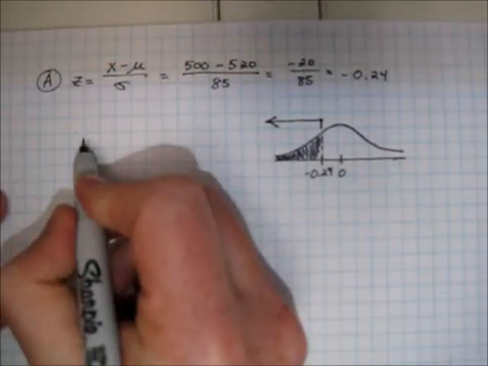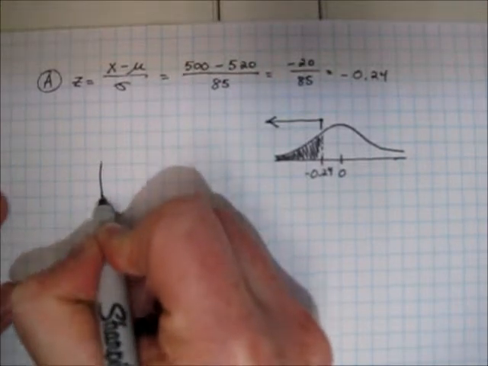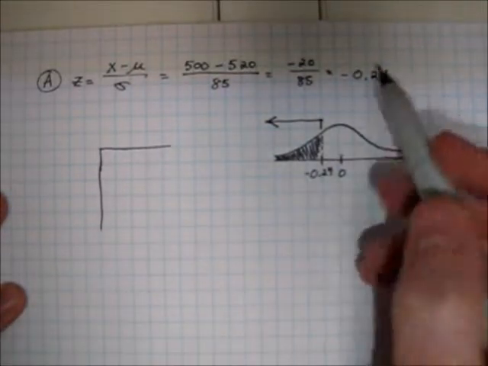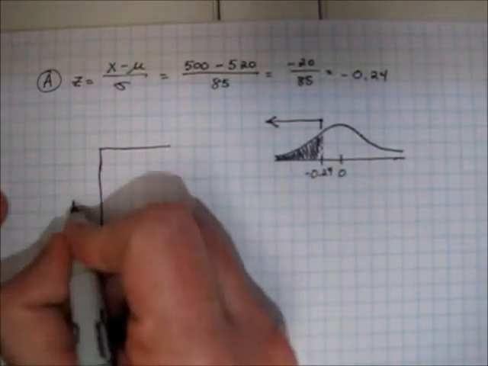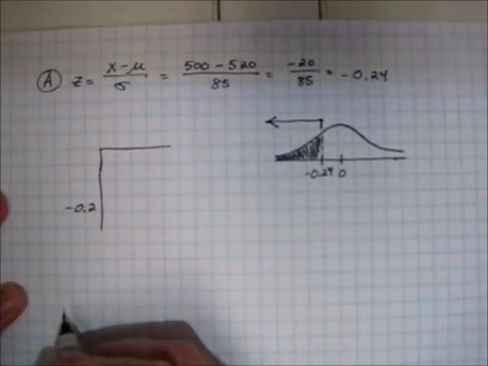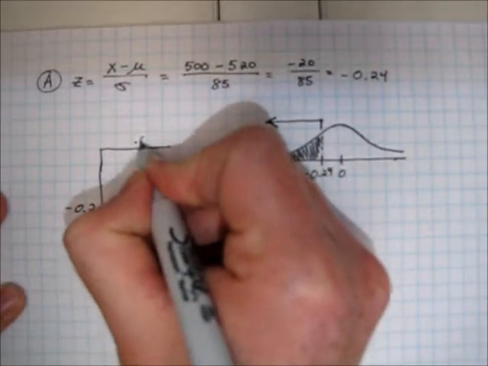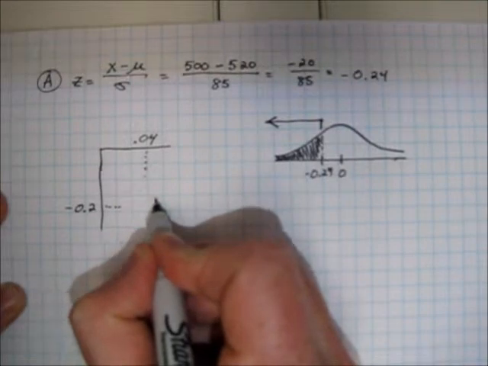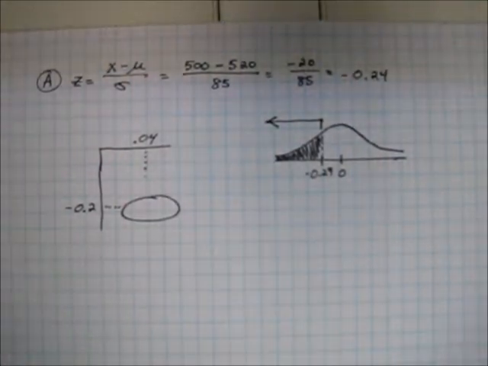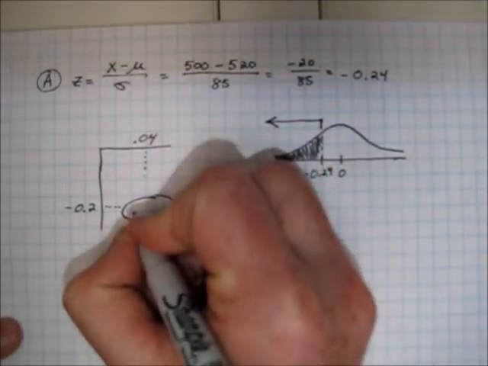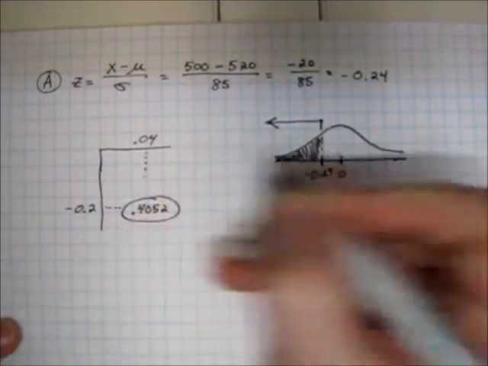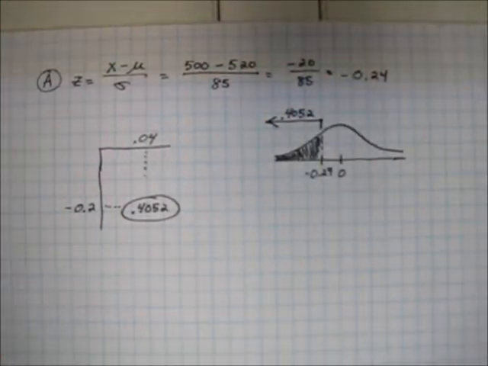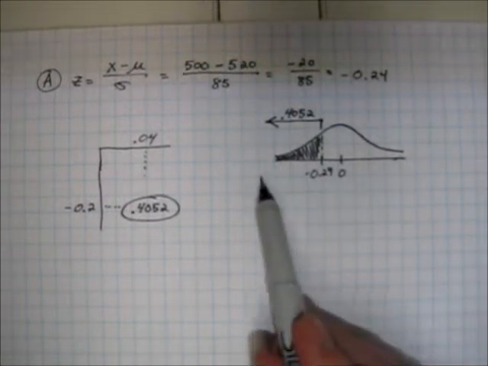I don't really have room on here to bring that whole table in, but it consists of two important pieces. You have numbers down the left-hand column, which represent the ones digit and the tenths place. So I'm looking for negative 0.2 down the left-hand column, and then the hundredths place, which would be 0.04 for the 4, I'm looking for across the top. I match that row with that column and see what number I find in the chart there. If you match those up, you get 0.4052. And so that is the area beneath this curve to the left of that z-score.